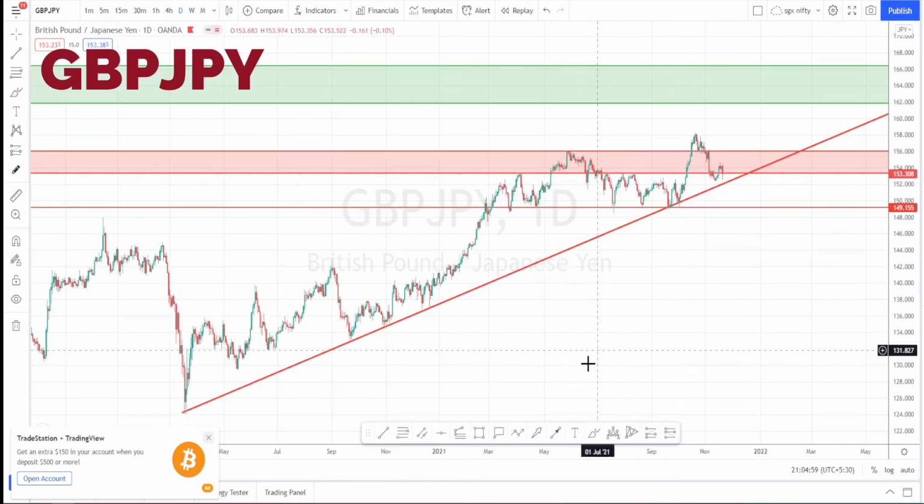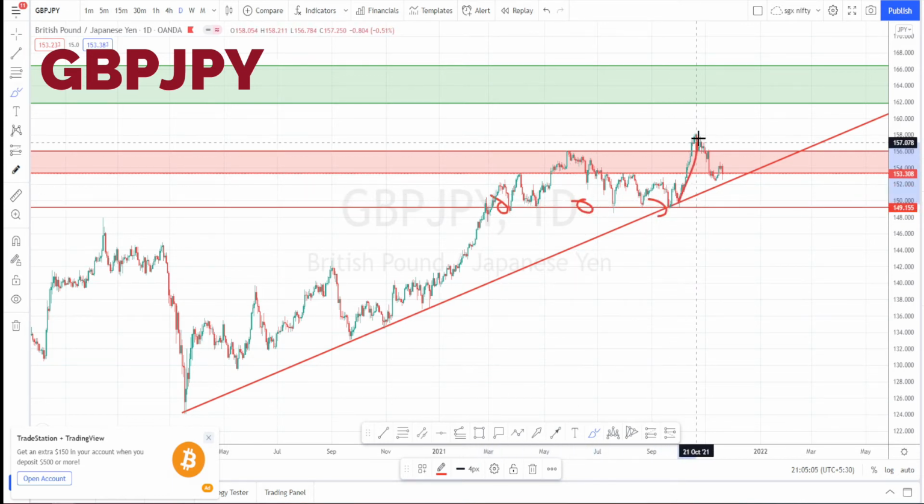I'm in daily time frame now, and presently this level is acting as a support now, and current price action is in an uptrend.